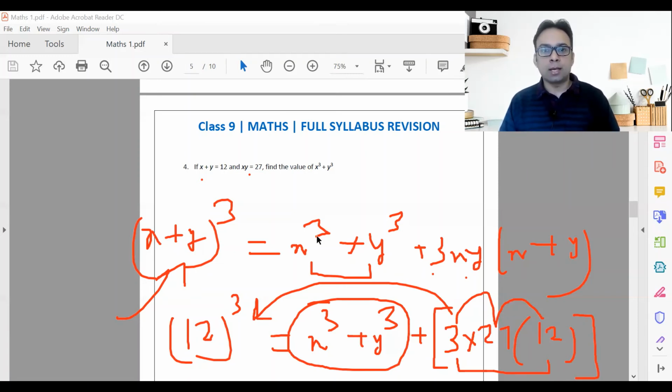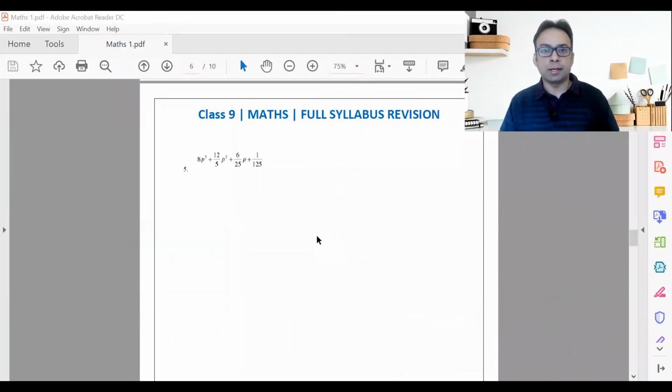Very well, over to the last question of the day, which is the fifth, again a use of polynomial identities. 8p cube plus 12 by 5 p square plus 6p by 25 plus 1 upon 125. Now, there are four terms in this. If we have to factorize this polynomial, let's look at which identity can be applied.